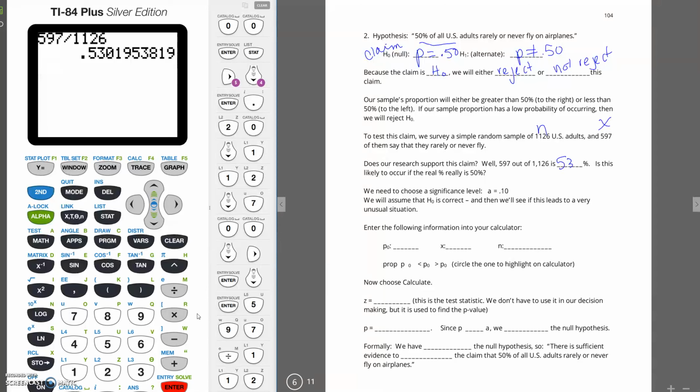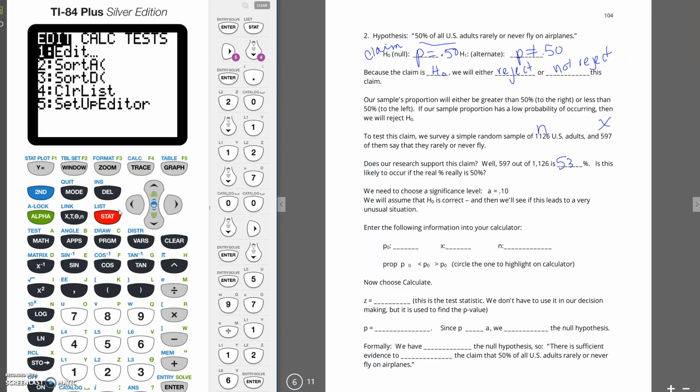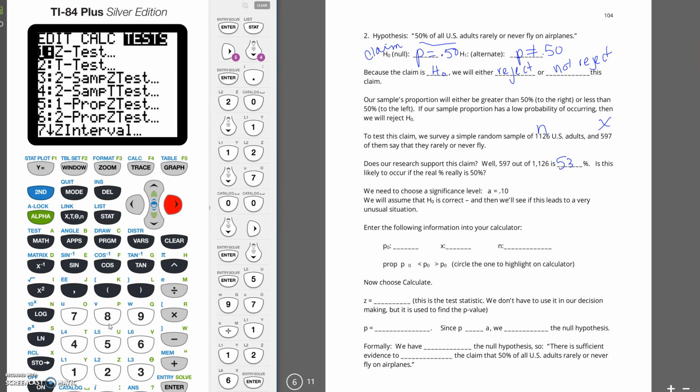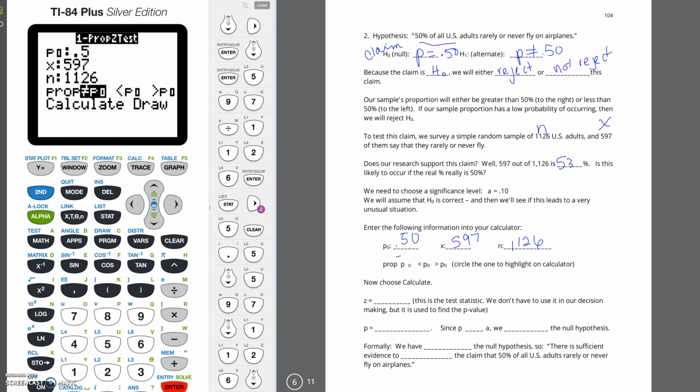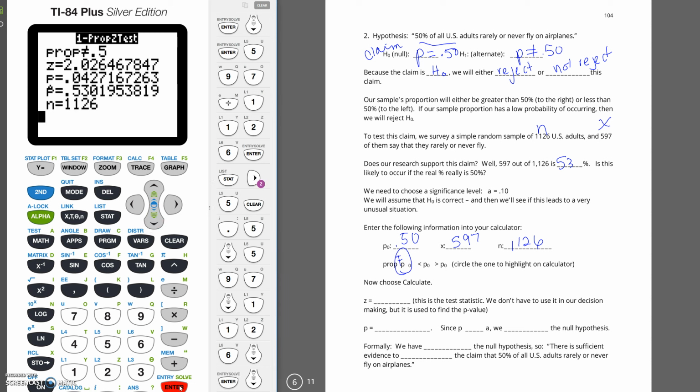Okay. So again, to do this in the calculator, we're going to go stat over to tests and choose number 5. Okay, our p0 here is 0.50. Our x was 597, and our n is 1126. Okay, you can see that I've put this in the calculator. We're going to choose the does not equal in this case. So when we hit calculate, we can see that our z is 2.02. And our p-value is 0.04.